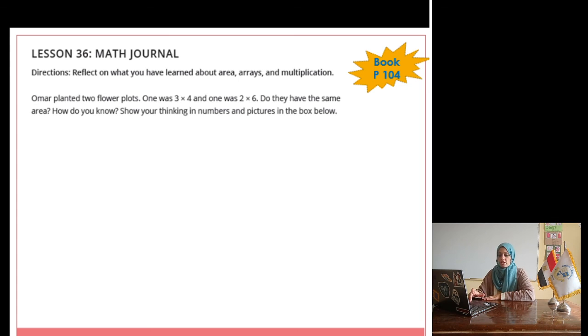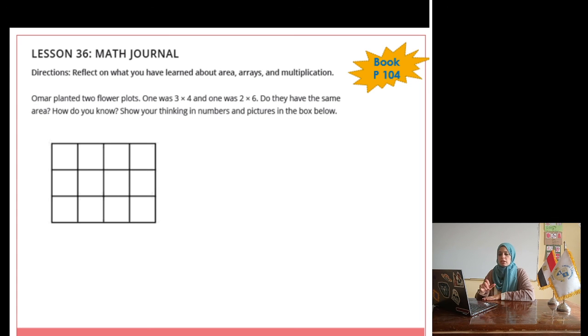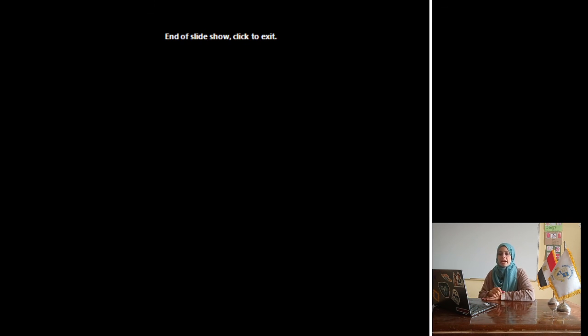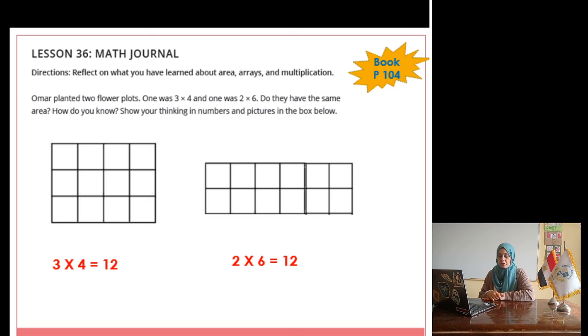Okay, the first one is 3 times 4. 3 times 4 is equal to 12. And the second one was 2 times 6, 2 rows with 6 columns. It's also 12. As you can see, they have the same number of squares but put in different ways. The first one is 3 times 4, the other is 2 times 6. Still, they give you the same answer and the same number of squares, which is 12.